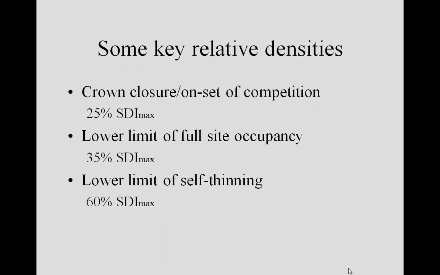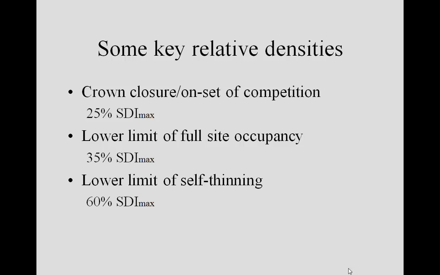Okay, now some key relative densities. Remember, each species has a maximum SDI. So for red pine, it's 500. And if this was a series of red pine spacing, the spacing trial was based on red pine, the relative density, the observed relative density divided by 500 would give you the percent SDI max. So that's the game that we're playing. It allows us to compare things across species.